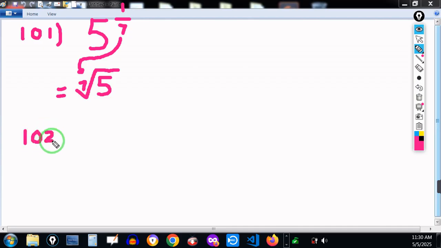102. The next one is 8 to the power of 1 quarter. To know the meaning of what is 1 over 7, 1 quarter and all that, go and see the previous videos where I talk about this law. Look at this law, law number 4, 5, somewhere like that, and then you'll know what the actual meaning is.